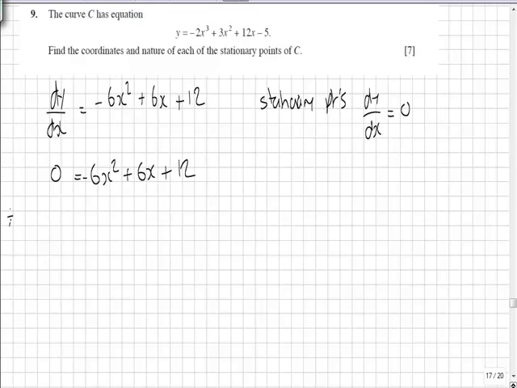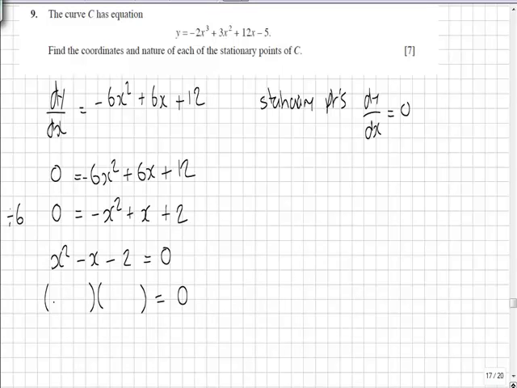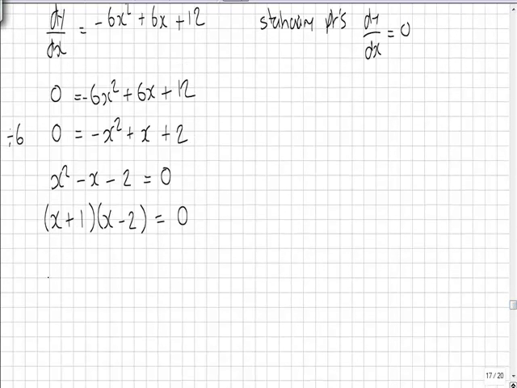We can obviously divide through here to make our lives a bit easier by 6, giving us 0 is equal to minus x squared plus x plus 2. And rearranging slightly, we get x squared minus x minus 2 is equal to 0. This should factorise into two brackets to give the x coordinates of our stationary points, which is 2 and 1 here, and making this negative, this positive. We generate two x values of x equaling minus 1 to keep the first bracket 0, and our second value of x equals 2 to make our second bracket equal to 0.